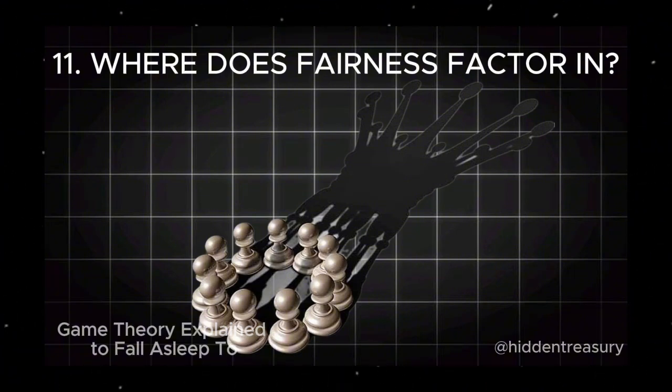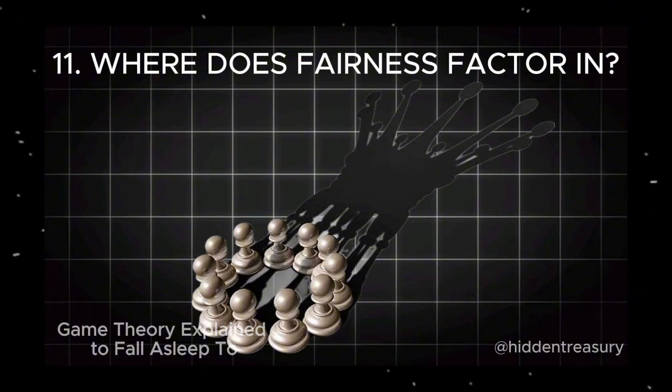One of the clearest examples of this is the ultimatum game. In this setup, two players are involved. One is given a sum of money and told to offer a portion to the second player. The second player can either accept or reject the offer. If they accept, both get the money. If they reject it, both walk away with nothing.